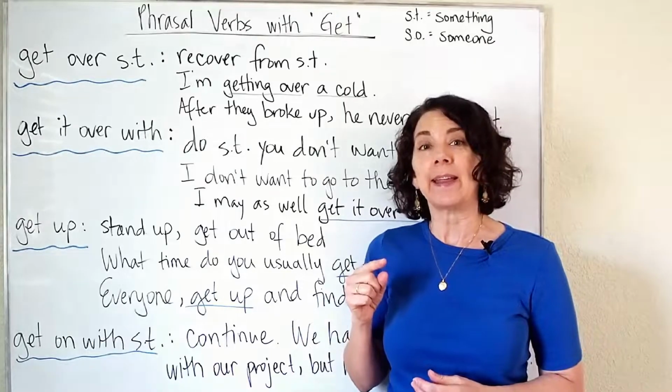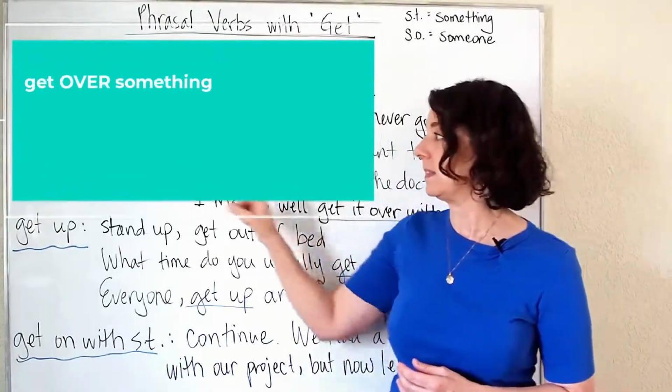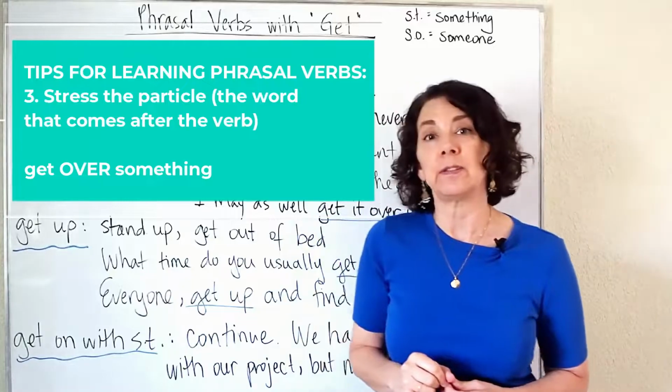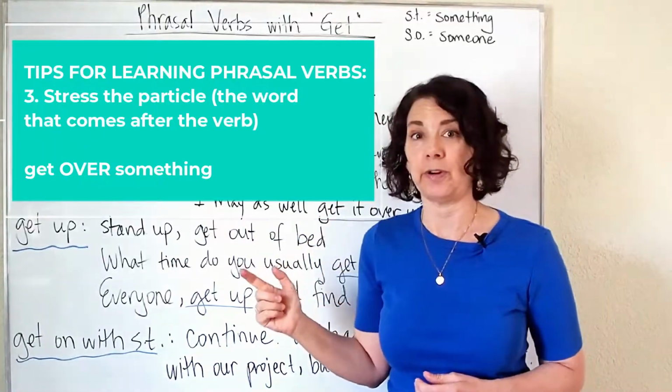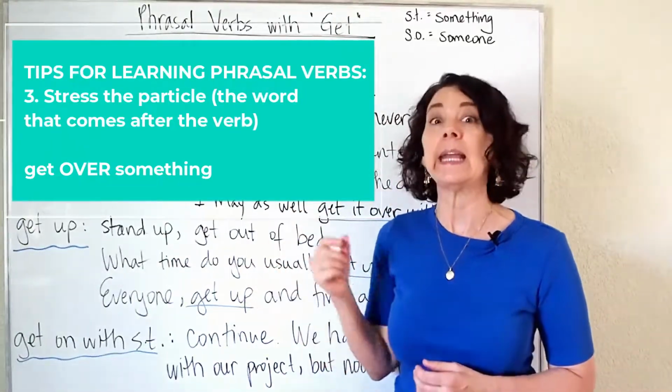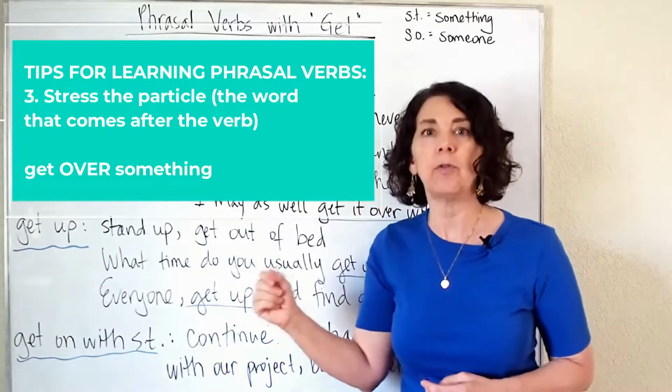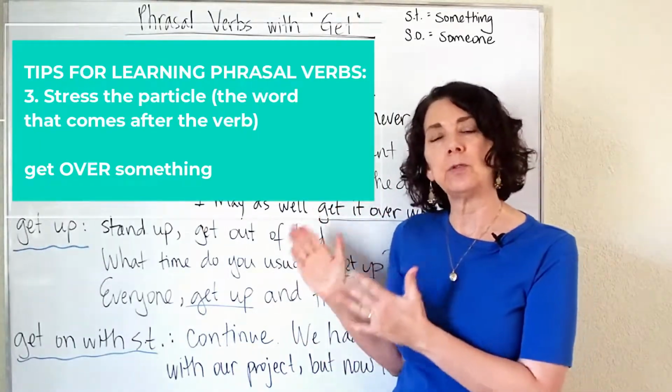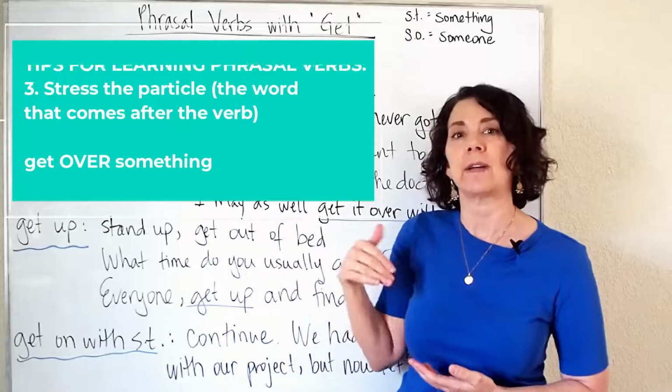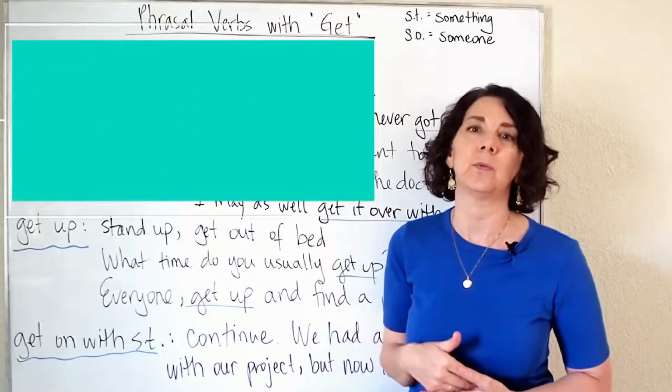Next, don't forget that we always stress the second word in the phrasal verb. For example, get over. We don't say get over, we say get over. And that's a particular rule for phrasal verbs that we stress the particle or the second word.